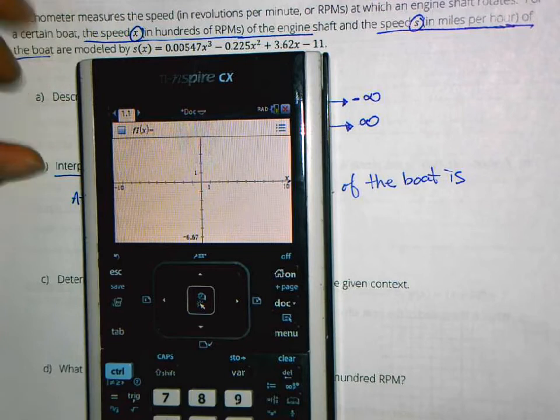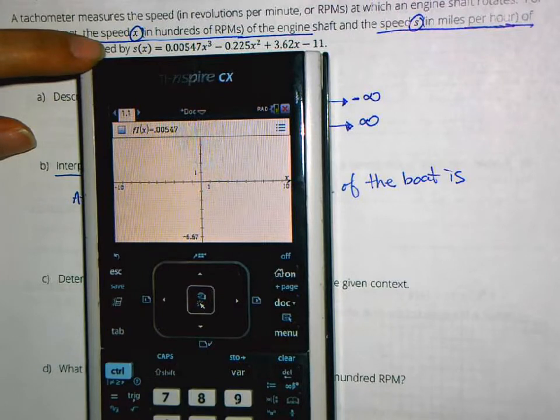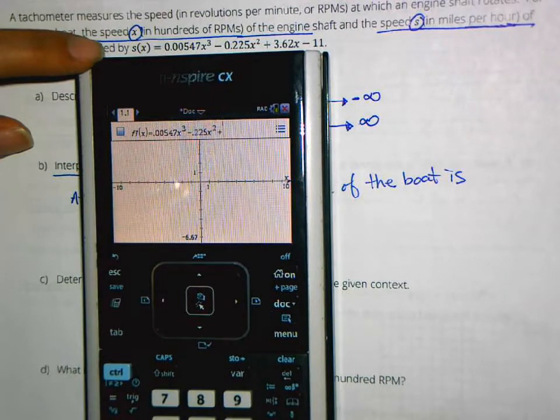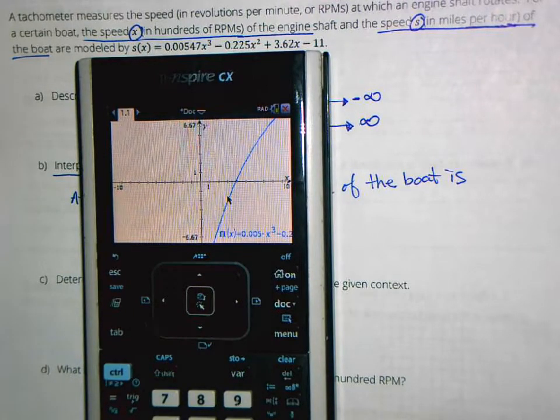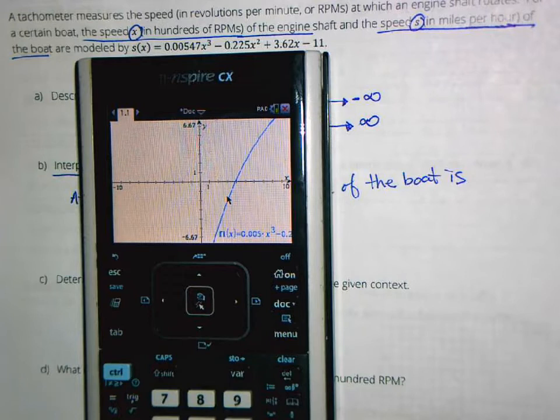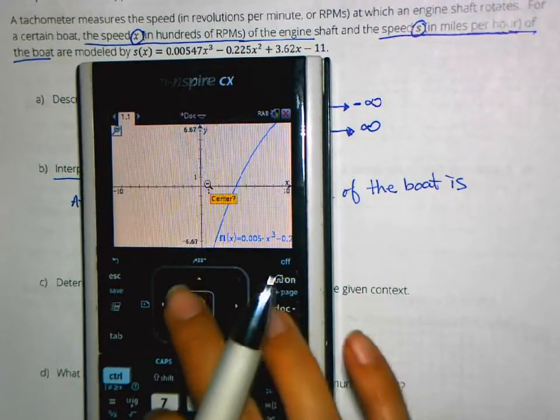Let's type it in. We have 0.00547 x to the third power minus 0.225 x to the second power plus 3.62 x minus 11. Okay, let's take a look. Ooh, this is interesting. I see a graph that goes on this side. It doesn't look like I have the whole graph, so I'm going to zoom it out a little bit just to see what the graph looks like.